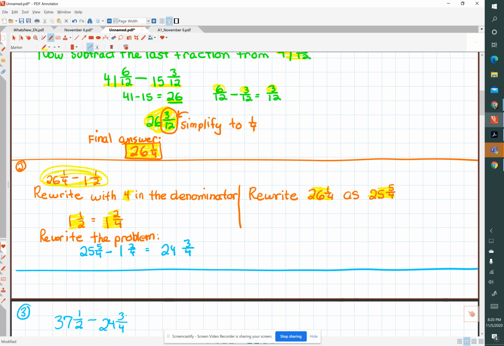The reason I rewrote 26 and 1/4 as 25 and 5/4 is because I cannot subtract 2/4 from 1/4. So I needed to rewrite that first number. So my final rewritten problem is 25 and 5/4 minus 1 and 2/4. And then that gives me a final answer here of 24 and 3/4.